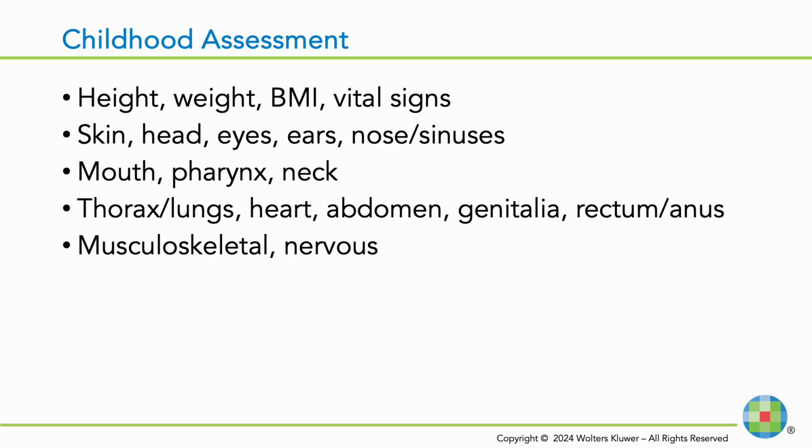Childhood assessment is very important. We should be able to get their height, their weight, know their BMI, check their vital signs, assess their skin, their head, their eyes, their ears, their nose, their sinuses, look in their mouth, their pharynx, inspect their neck, their thorax, their lungs, their heart, their abdomen, genitalia, musculoskeletal system, nervous system. These are all things that are important to assess.